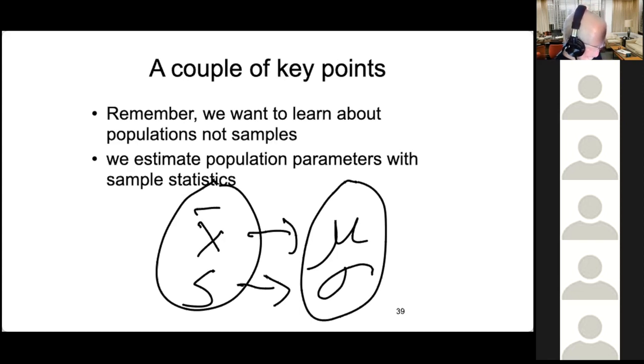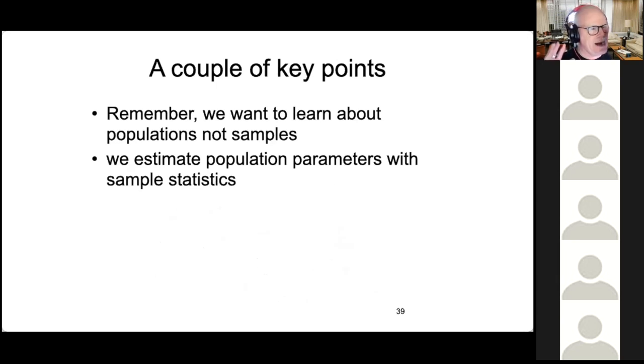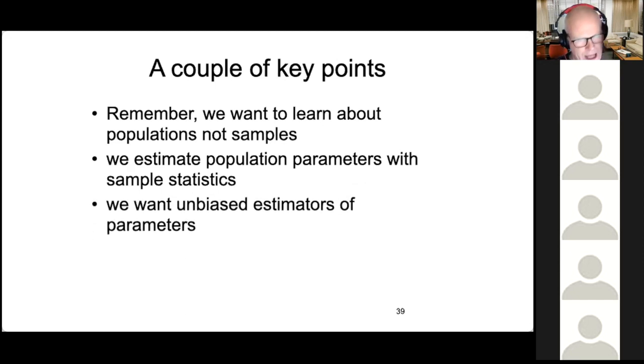So we're trying to estimate population parameters with sample statistics. And what we want are what's called unbiased estimators of parameters. We want them to overestimate as much as they underestimate. The sample statistic should overestimate the population parameter as much as it underestimates the population parameter. Sometimes it's going to be right on, but usually it's not.